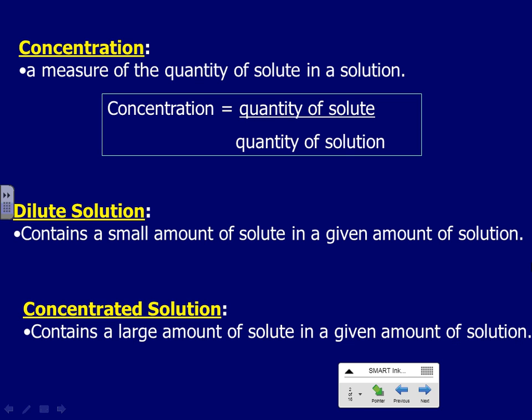We use terms like dilute and concentrated to represent qualitatively, not quantitatively, but qualitatively, how much solute there is. If there's a small amount of solute in a certain amount of solution, we say it's dilute. And if you've got a large amount in a certain amount of solution, then we say it is concentrated, right? If you ever make Kool-Aid, or I don't know if anybody drinks Kool-Aid anymore, but if you ever make Kool-Aid and you put a lot of water in it, it's watery. That's a dilute solution.